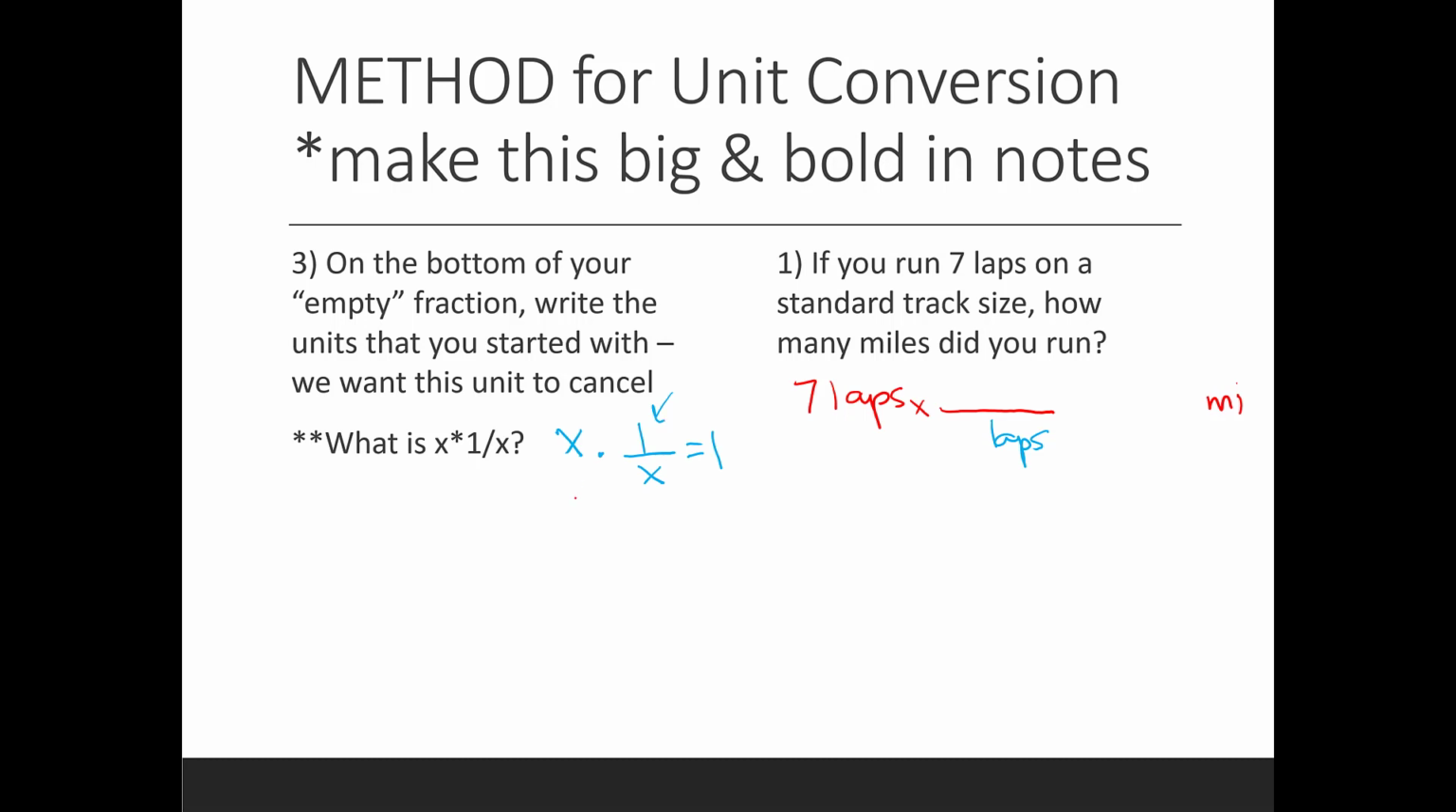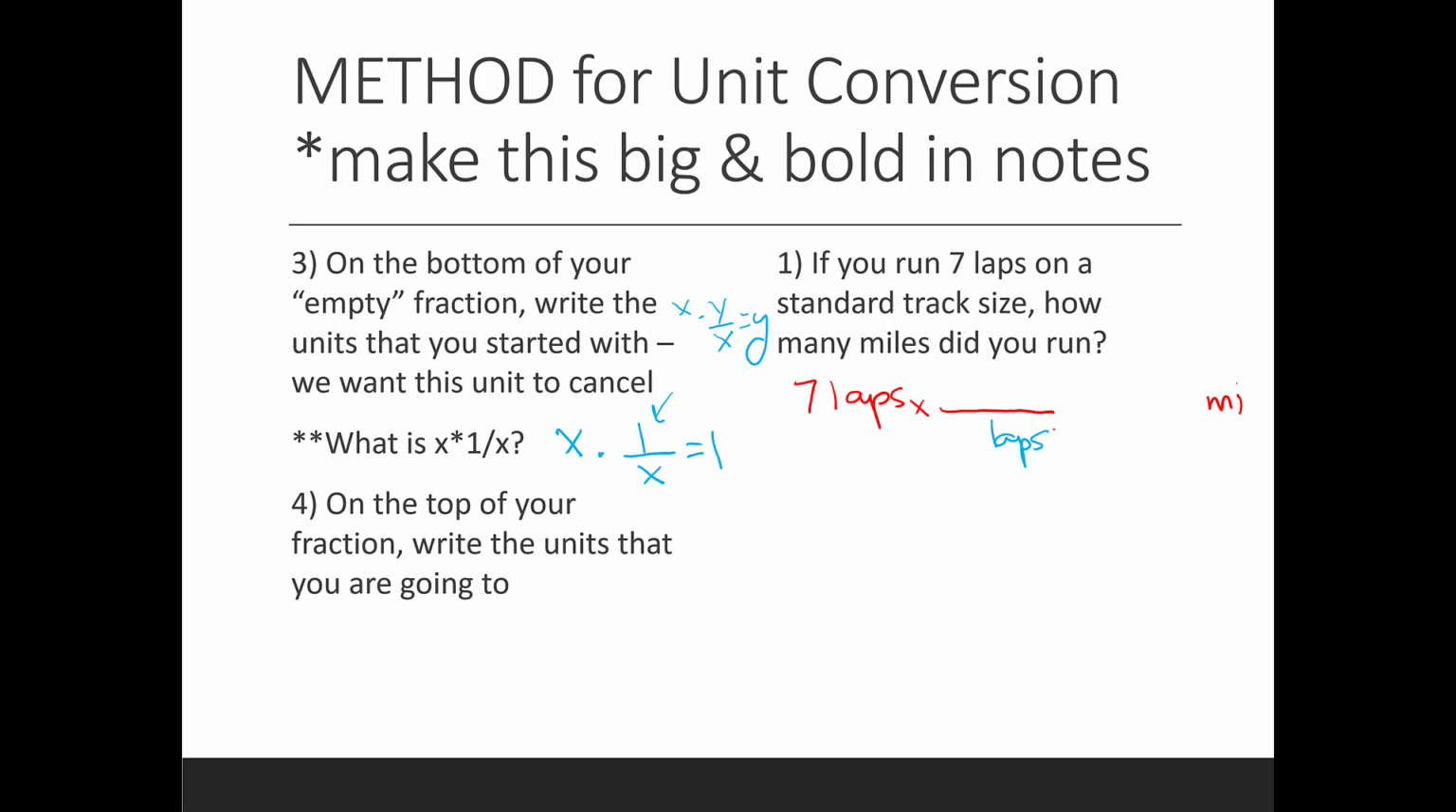This works if I do x times y over x, right? X times y over x, I should get y. So with that same thought in mind, I want laps on the top and laps on the bottom of these fractions here so that they cancel out with each other. Then on the top of my fraction, I'm writing the units that I want to get to. I want to get to miles.